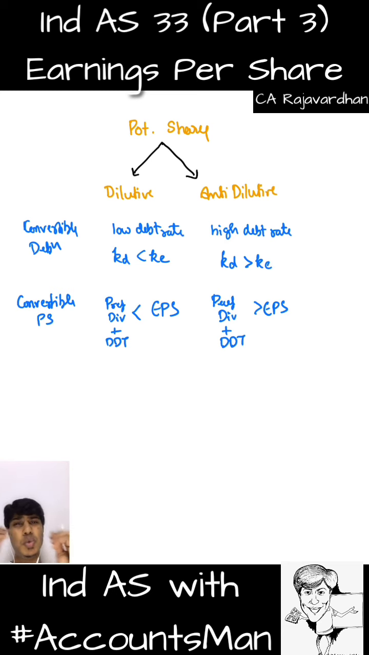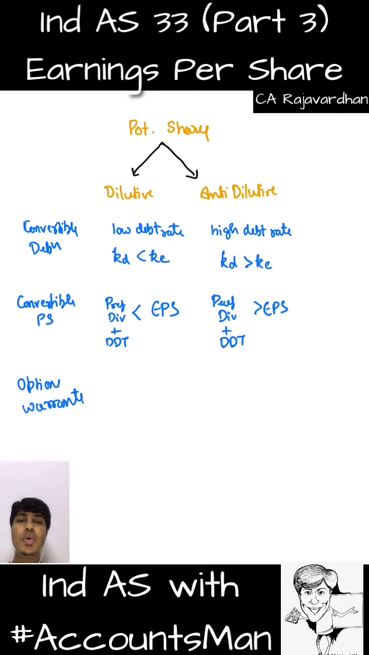If you're supposed to pay a huge amount of money to your preference shareholder, now his preference share being lapsed and becoming an ordinary share will be a savior here. It will save you from paying that high preference dividend. Then there will be an increase in the profits, an increase in the earnings per share. So that is anti-dilutive.